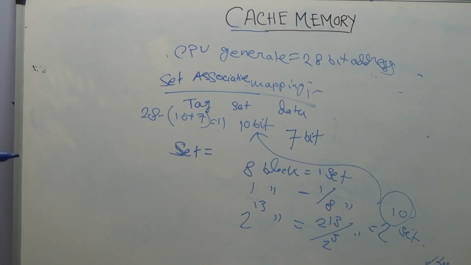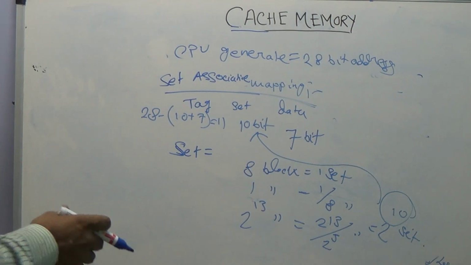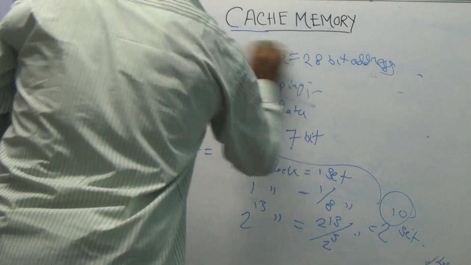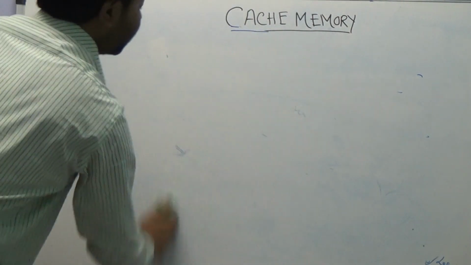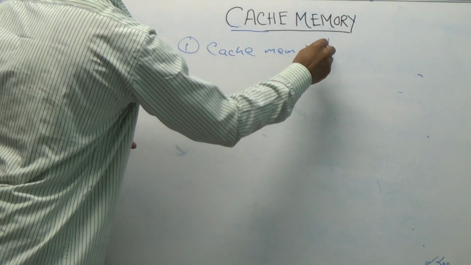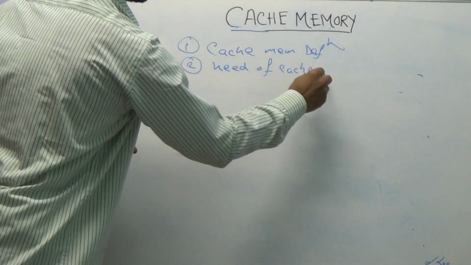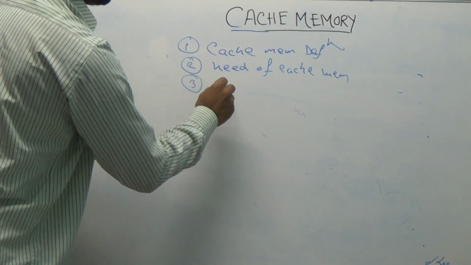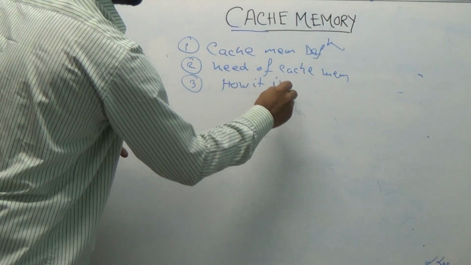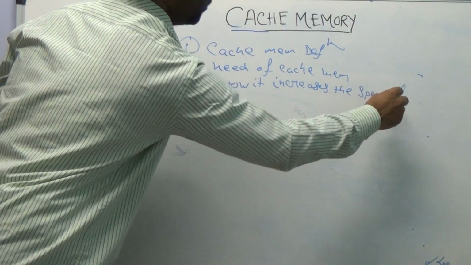So we get the different subfields in case of associative, direct and set associative. From this lecture, if we summarize what we have learned, first we have learned the cache memory definition. Number 2, need of cache memory. Number 3, how it increases the speed of execution.